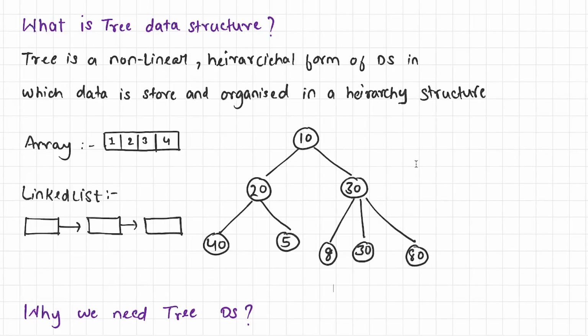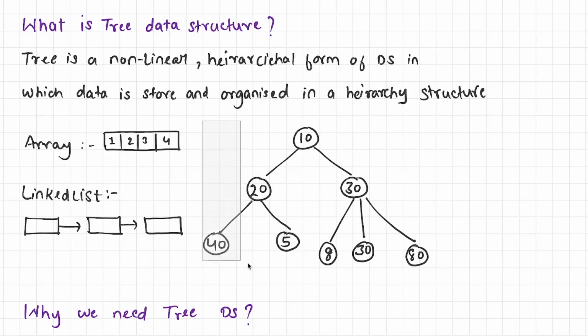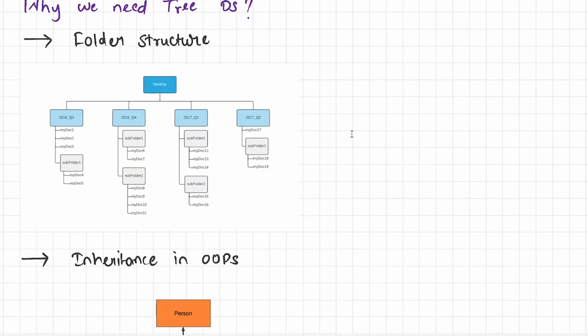But tree also uses the same concept that is used in linked list. In linked list we have nodes and all the nodes are linked to each other. Similarly in tree also we have nodes, and this node is linked to other nodes that are 20 and 30. So guys, whenever our data is arranged or organized in a hierarchical structure, we call it tree. As simple as that. Now this brings us to the next question, why we even need tree data structure.